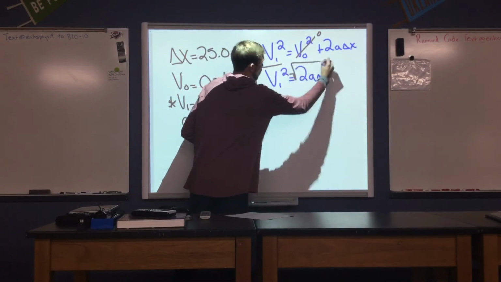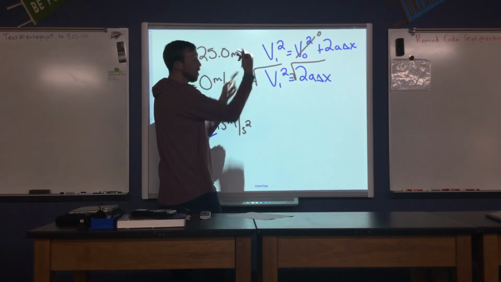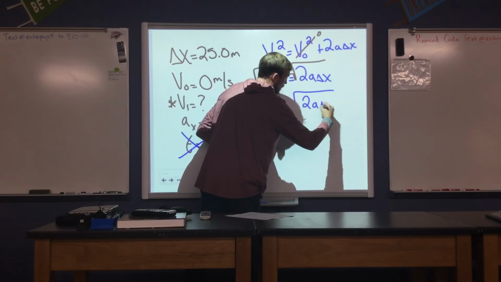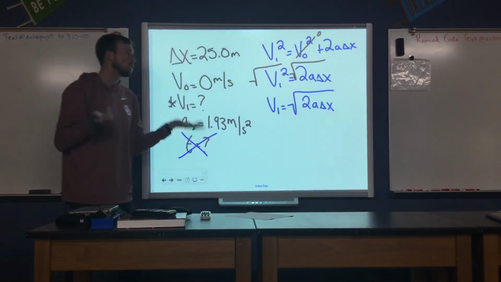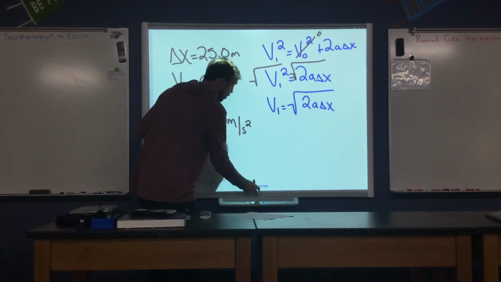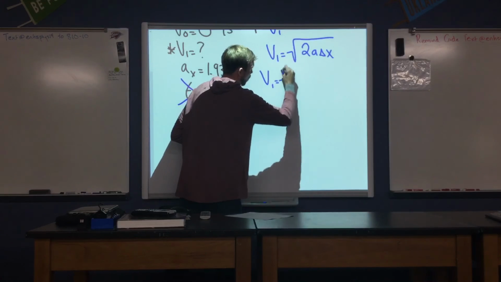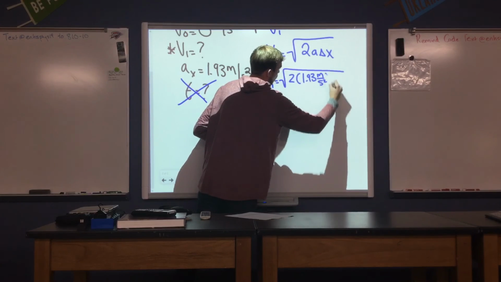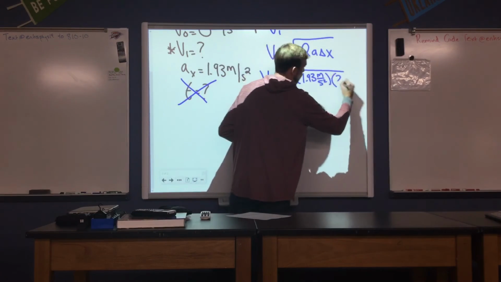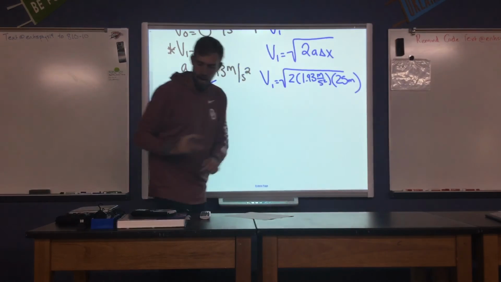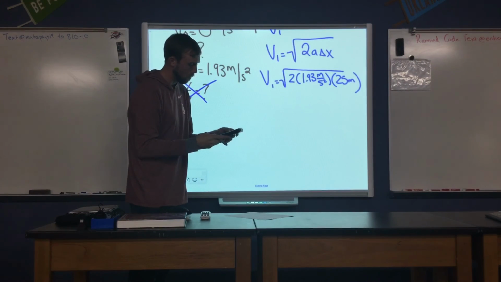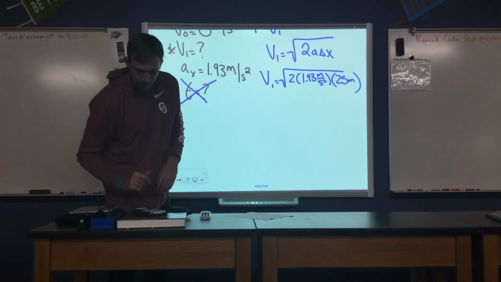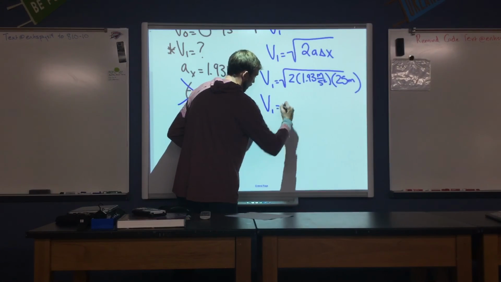If I take a square root of both sides of my equation, the square root of v1 squared is just v1, which is equal to the square root of 2a delta x. So now I have an equation that I can use to solve for v1 directly. v1 is equal to the square root of 2 multiplied by 1.93 meters per second squared multiplied by delta x, 25 meters. So we have 2 times 1.93 times 25, take a square root, and we get a value of approximately 9.83 meters per second.